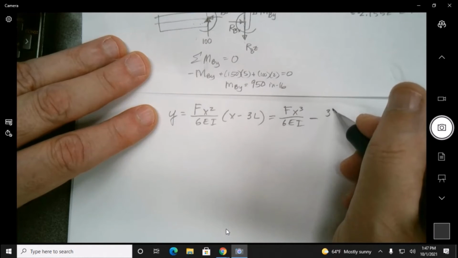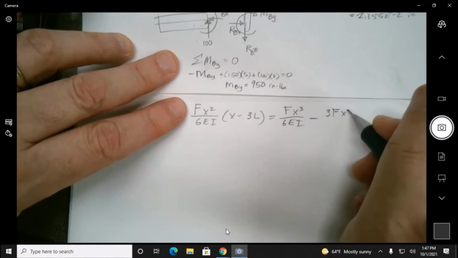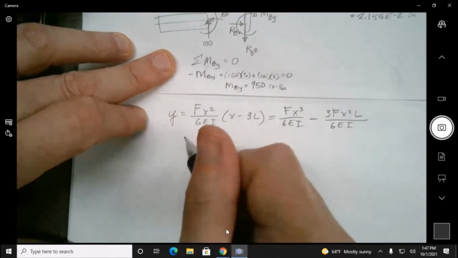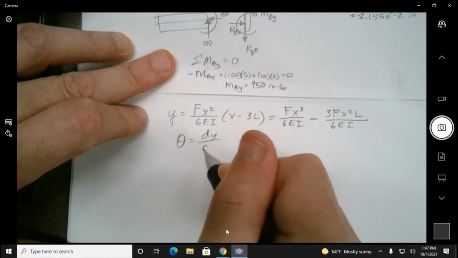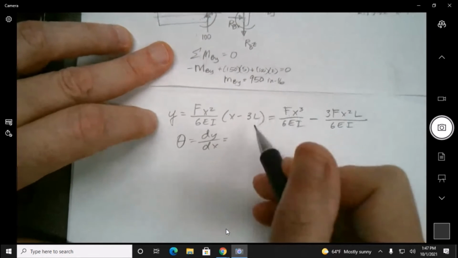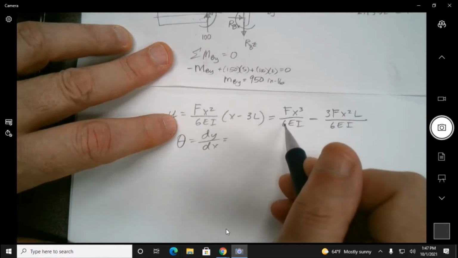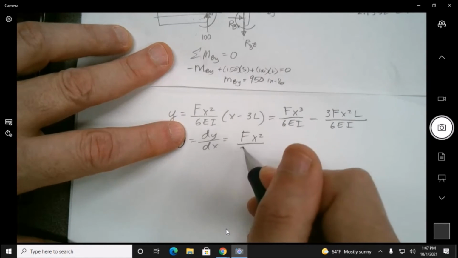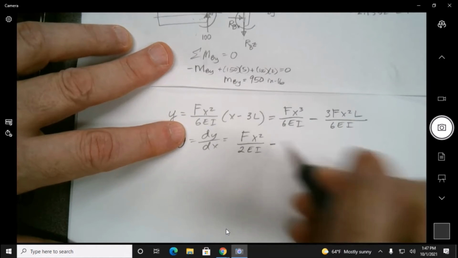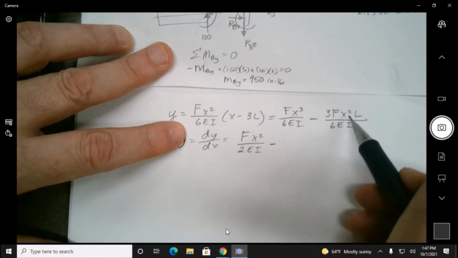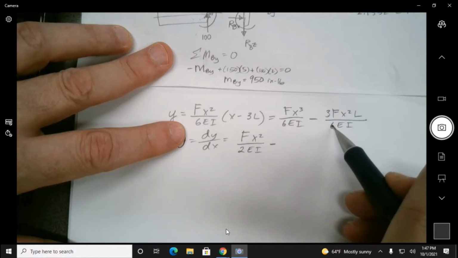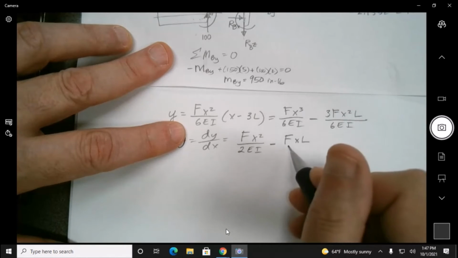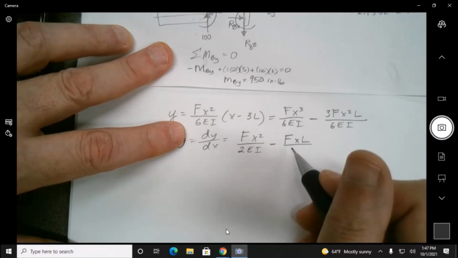3 f x squared L divided by 6EI. So I'll take the slope, which is the derivative of that. So we're going to have 3 times that, so this is going to be over 2 now, right? F x squared over 2EI, minus, and that 2 is going to multiply by this. That's going to make that 6 go away. We have f x times L, EI.